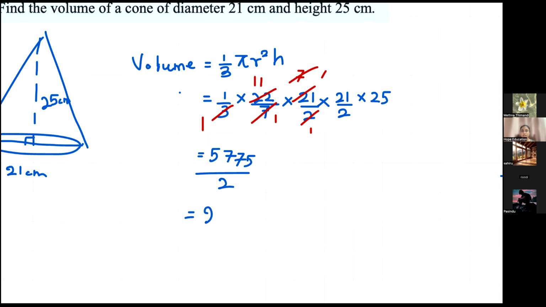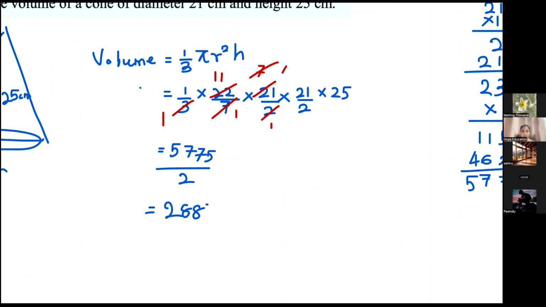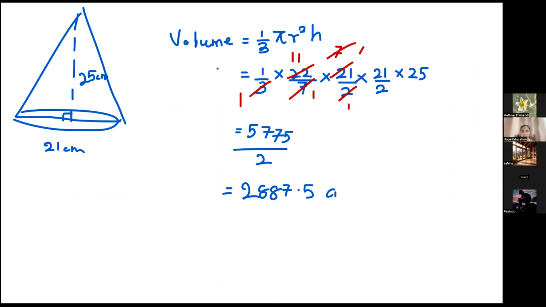2,800 and what is it again? 87.5. Good. So the units were centimeters, so the volume should be in cubic centimeters. Is this clear to all of you? Give me a thumbs up, please.